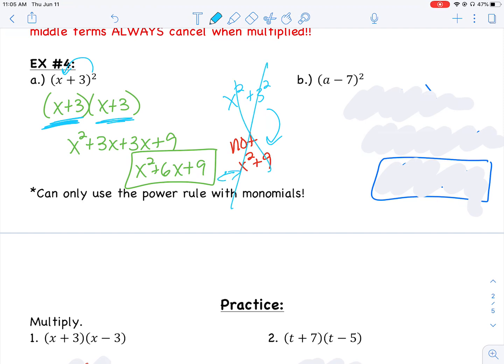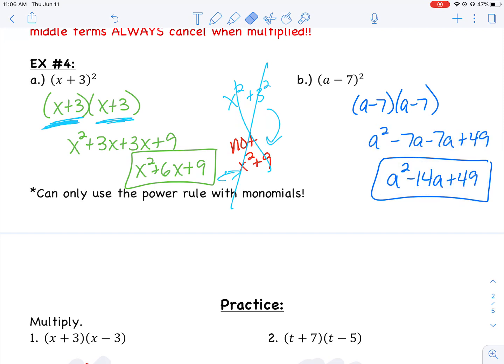So be careful. Anytime there's a plus or minus sign separating your terms and you're squaring, you have to make sure that you write it out twice and FOIL. Look at B. If I have an a minus 7 squared, there's a plus or minus sign separating my terms, so I have to make sure that I take this a minus 7 and multiply it by another a minus 7. I'm going to distribute or FOIL, and I'm going to combine my like terms. Your final answer should be a squared minus 14a plus 49. Make sure not to distribute the squared through, but to write it out twice and FOIL. Okay?